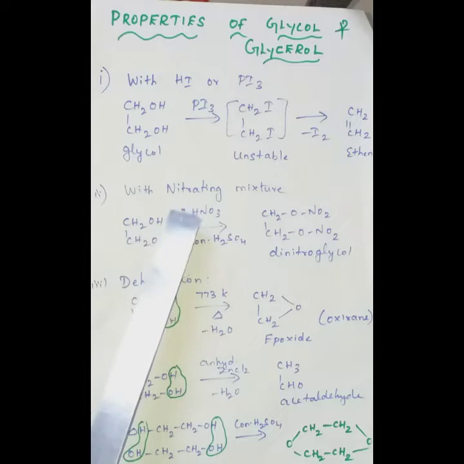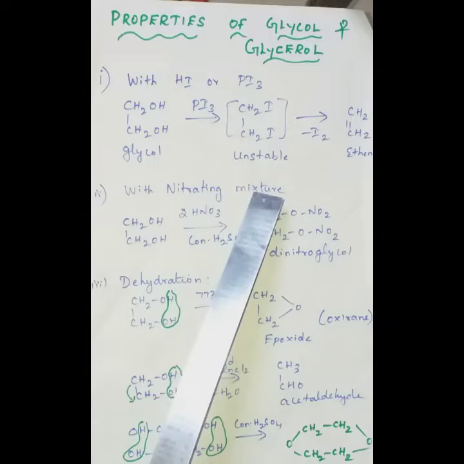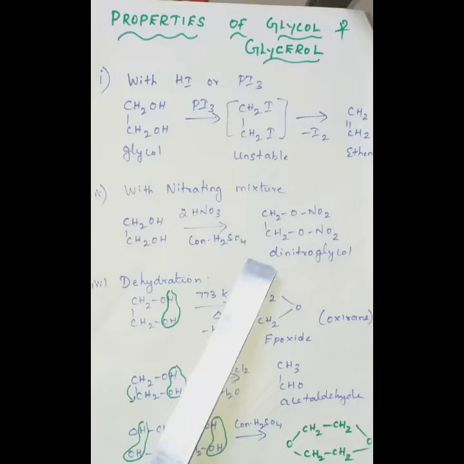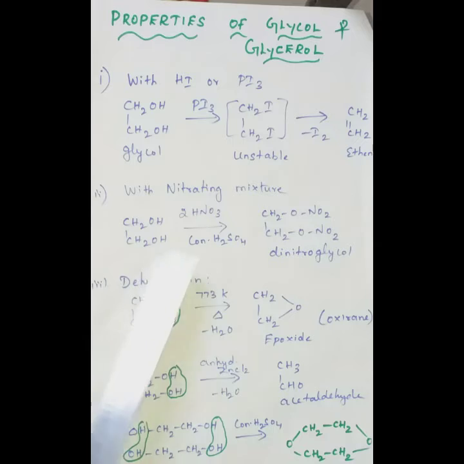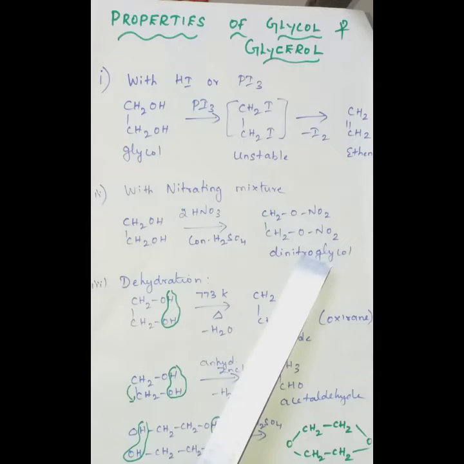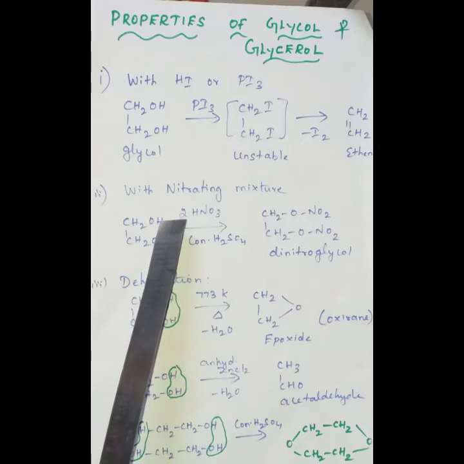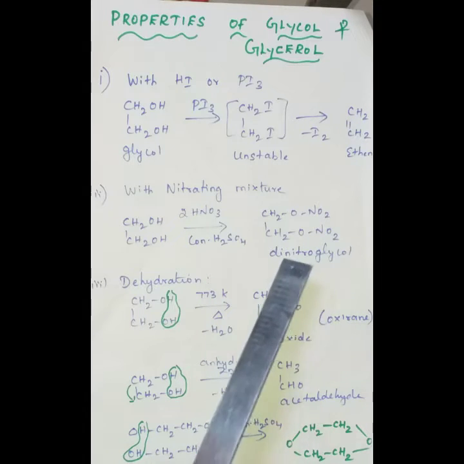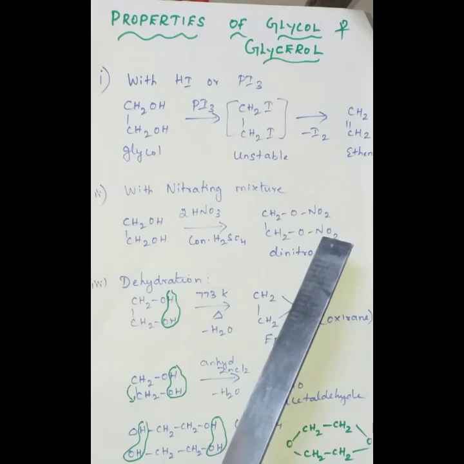Then the second one: how glycol reacts with nitrating mixture. We know nitrating mixture means a mixture of concentrated nitric acid and concentrated sulfuric acid. This full mixture we call a nitrating mixture. So when glycol is treated with a nitrating mixture, it forms dinitroglycol, that is ethylene dinitrate. Instead of these two hydrogen atoms, an NO2 group comes and adds to form dinitroglycol or ethylene dinitrate, and it is a highly explosive substance.